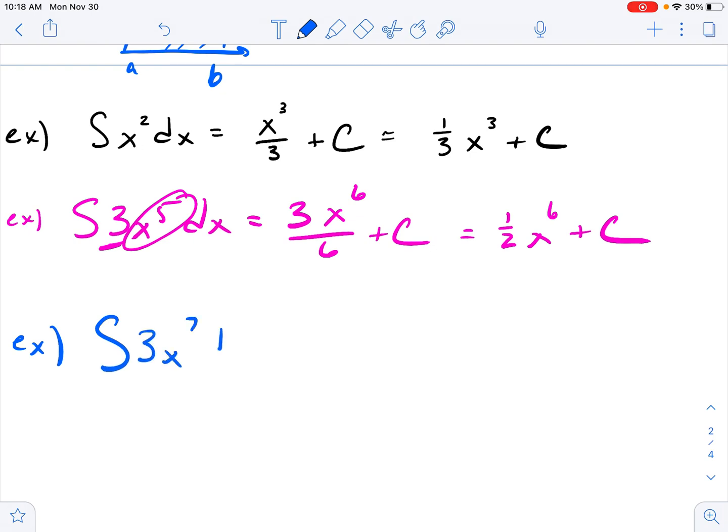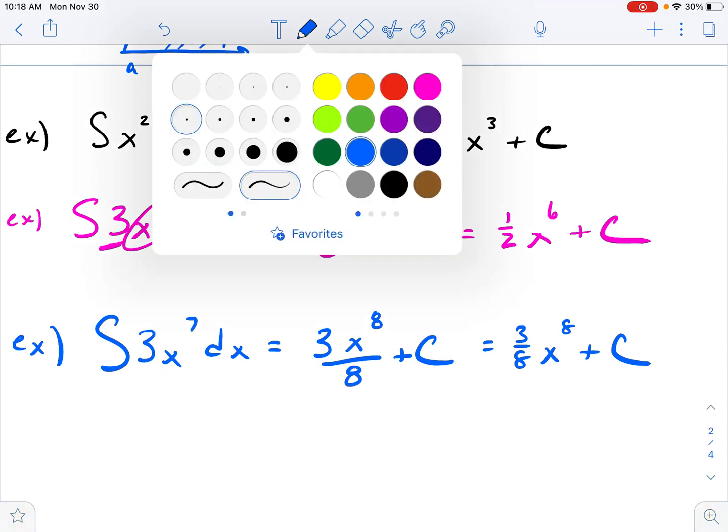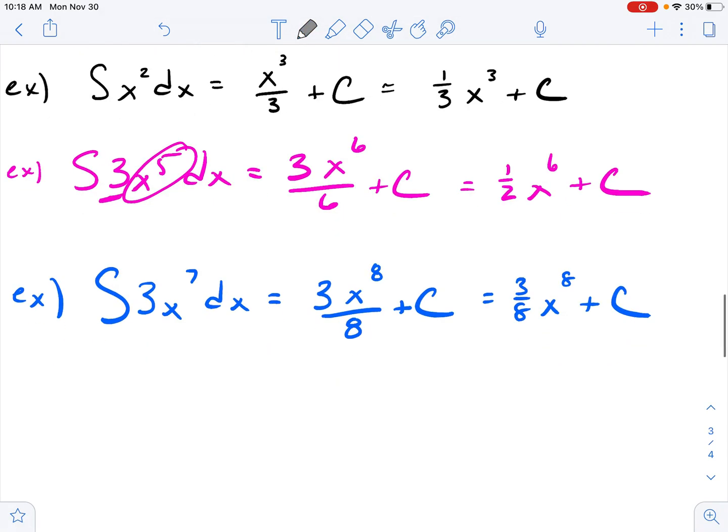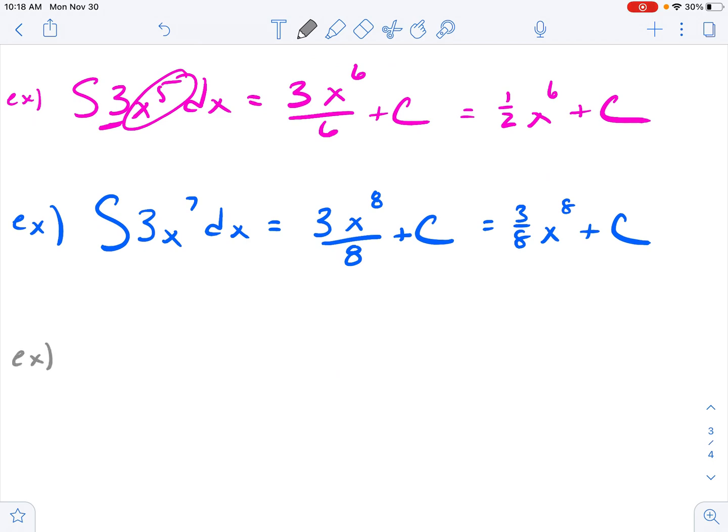And something like this, maybe it doesn't always simplify as nicely as we'd like. Again, I'll keep the coefficient of 3, add 1 to the power, and divide by the new power. So we're getting 3/8 x to the 8th plus c back here. All right, so that's the idea. Again, watch for the powers. You need things written as powers to do the integration, just like with the derivative. So if you see something like this, you want to be careful, okay?